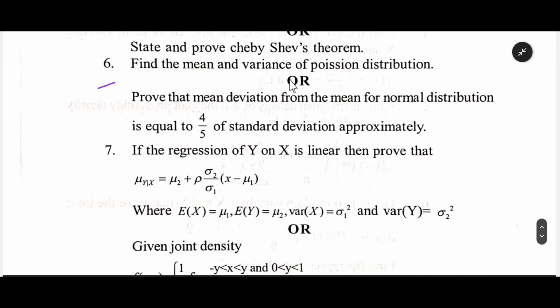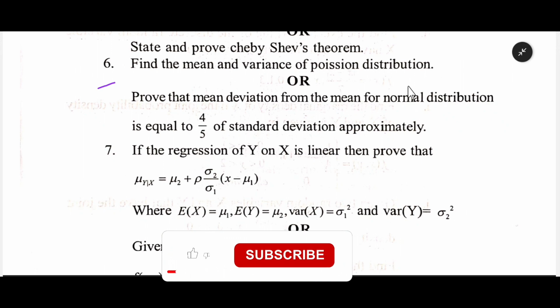Number 6. Find the mean and variance of the Poisson distribution.